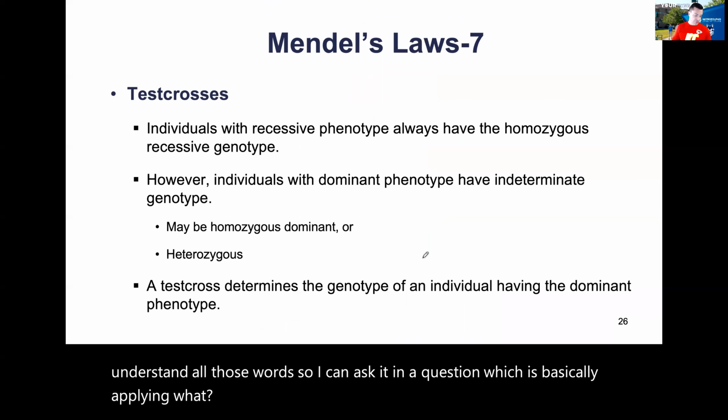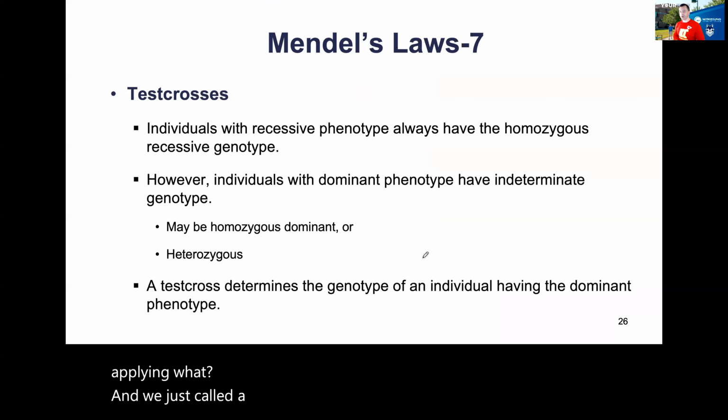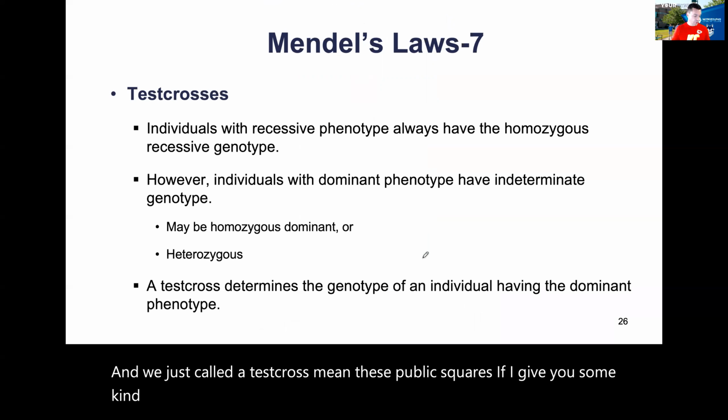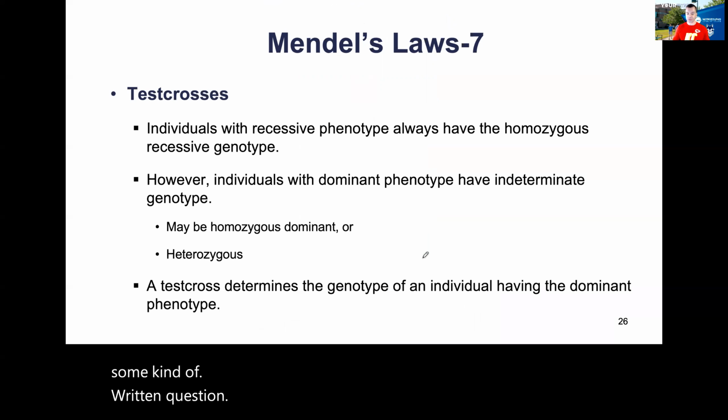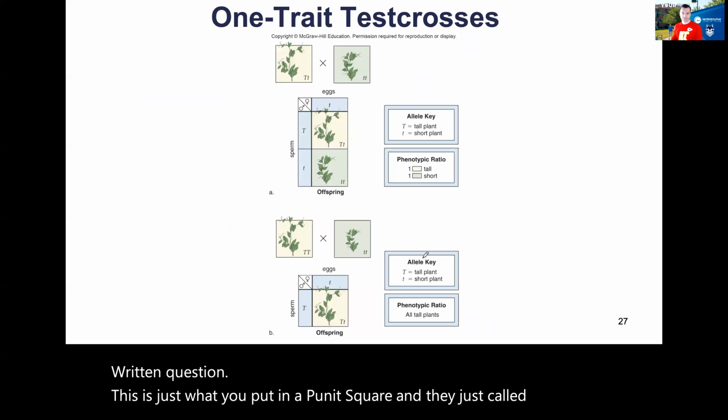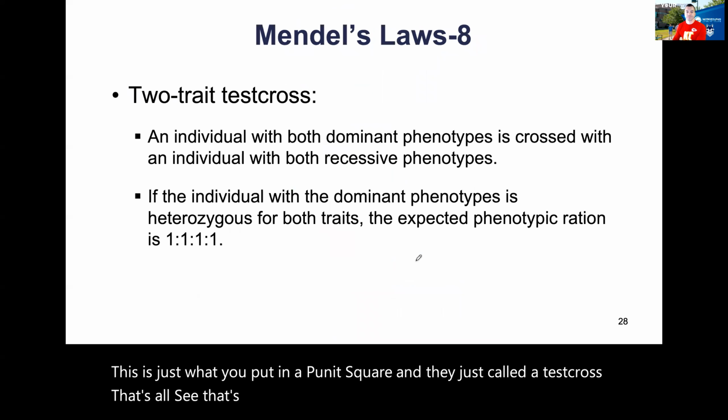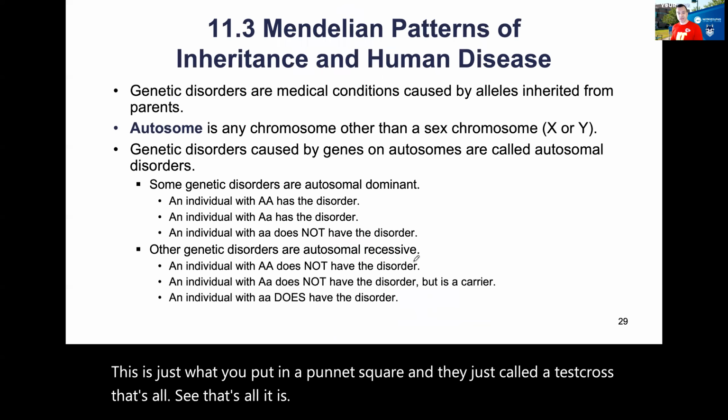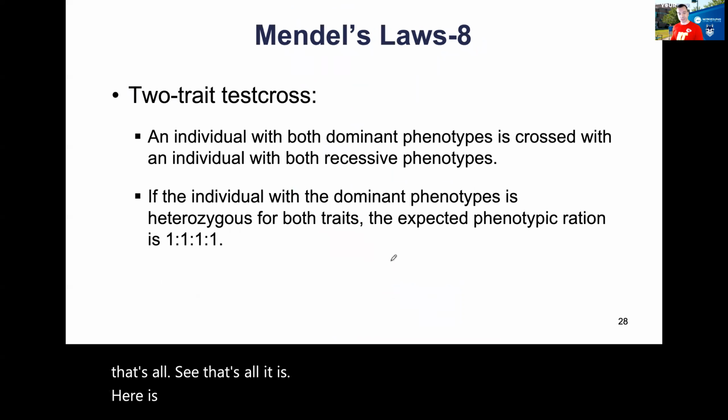And we just call it a test cross. If I give you some kind of written question, this is just what you put in a Punnett square. And they just call it a test cross. That's all it is. Here's two-trait test crosses, one-trait. That's all that is.